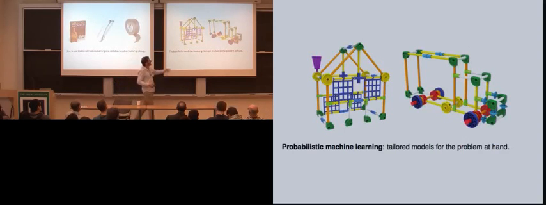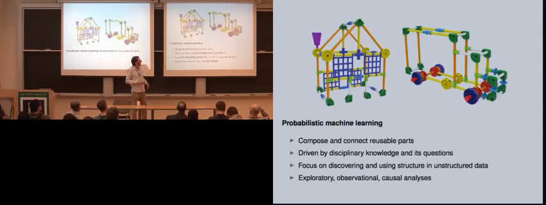Probabilistic machine learning, which is what we've been talking about, is about tailored models for the problem at hand. Models that reflect your knowledge and assumptions about the structure of the world that you want to model. I'm not trying to sell anything here.